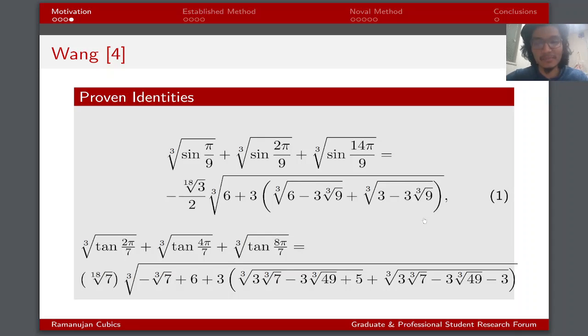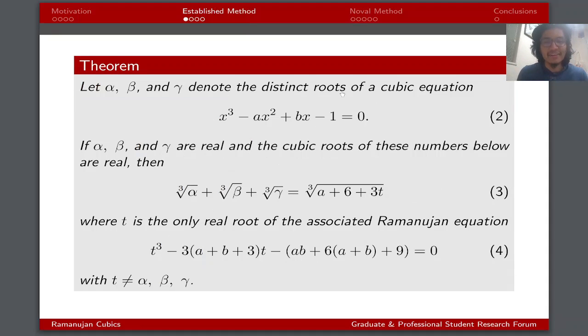So here's just a couple of new Ramanujan type identities that Wong and other collaborators worked on. And in particular, we're going to talk about equation 1 here. So this one with the sines, okay? I'm going to show you how Wong made it and how we can make it, but faster, okay?